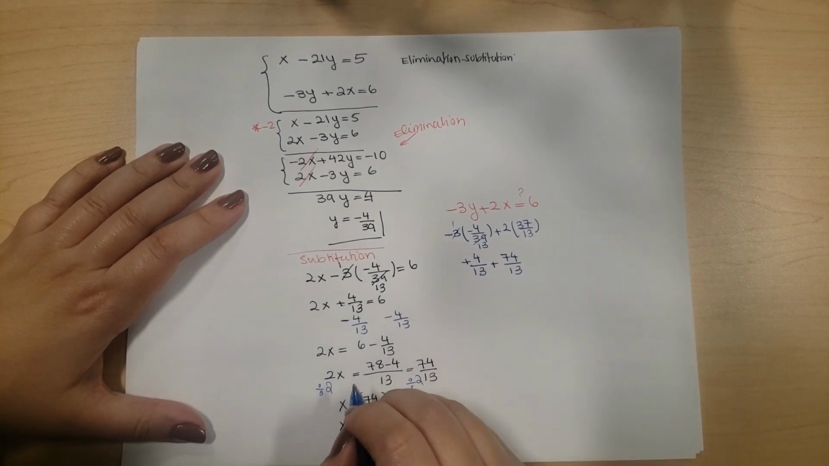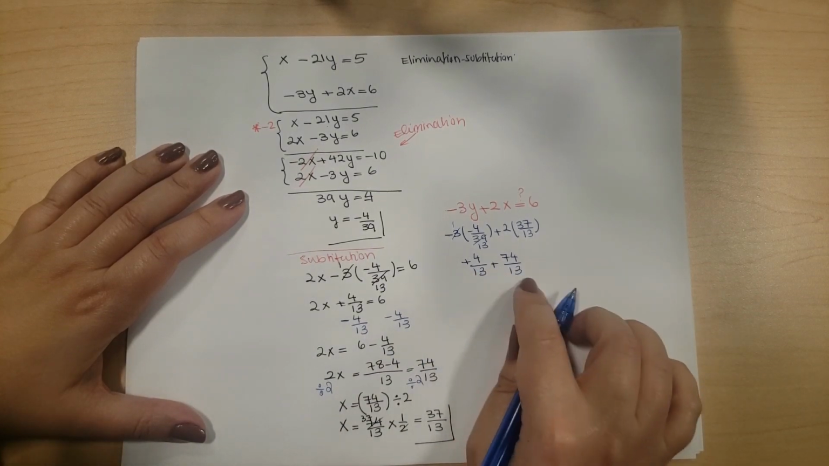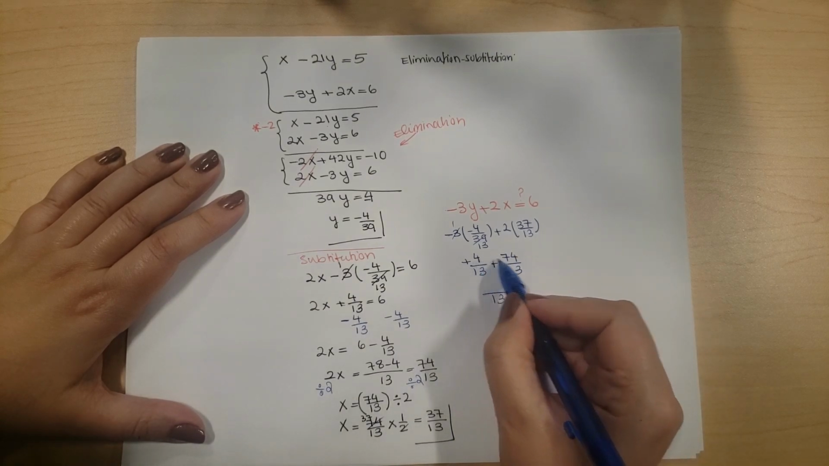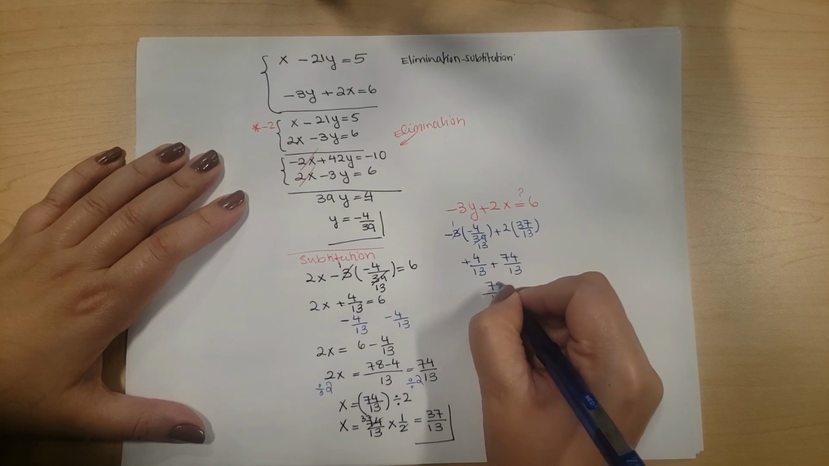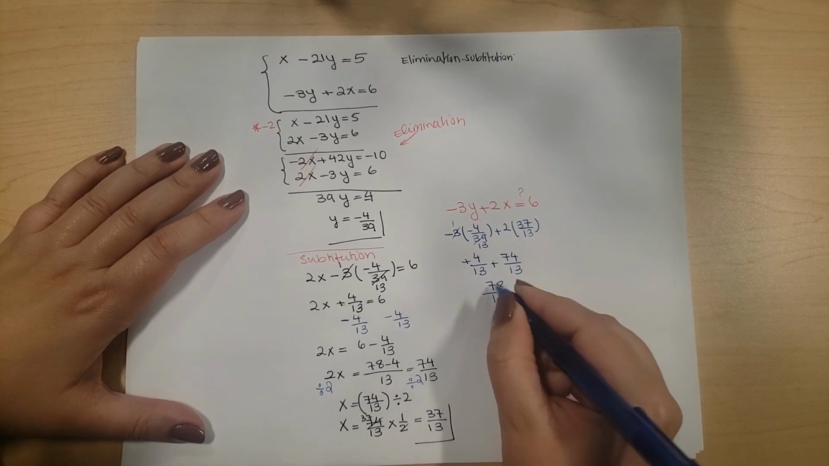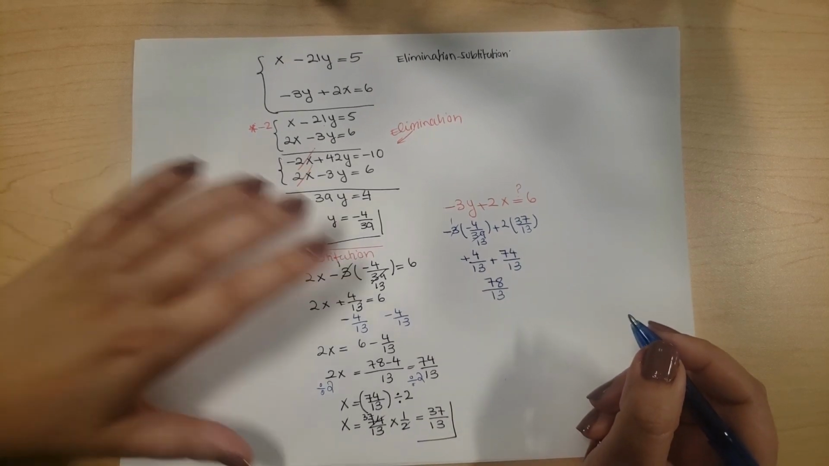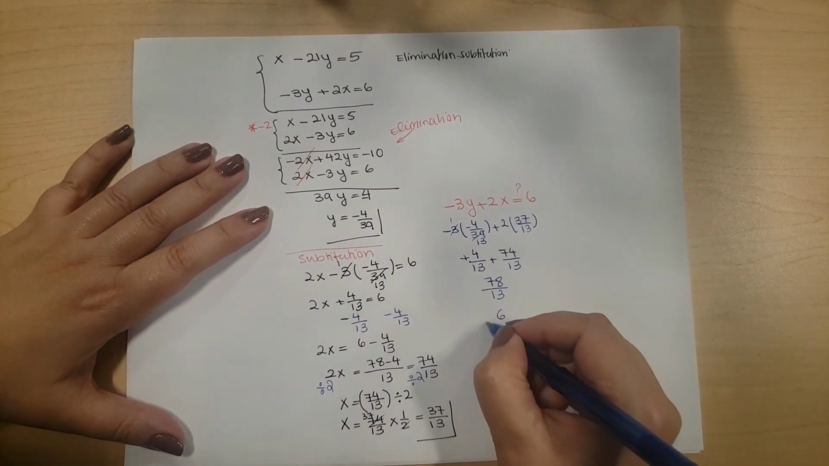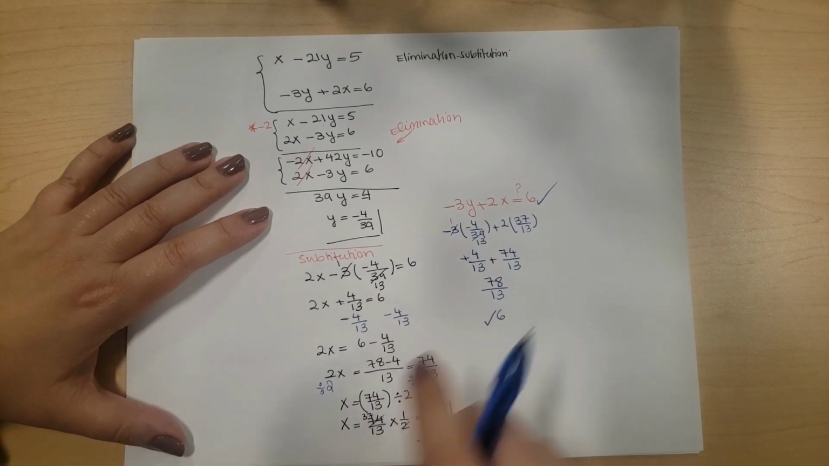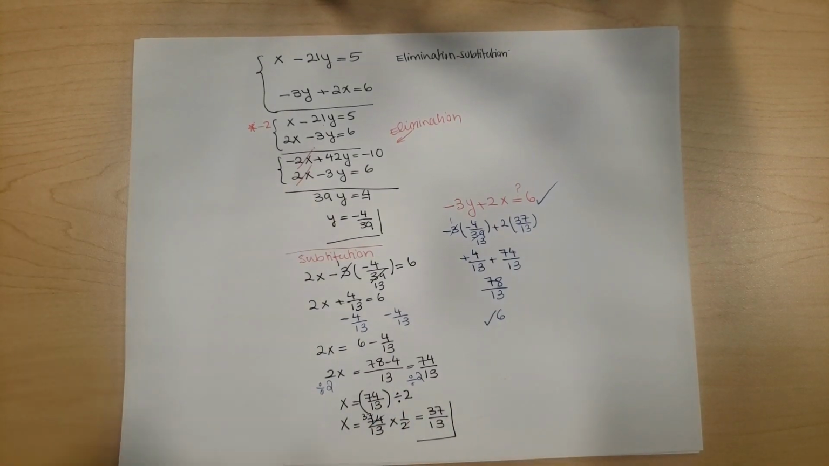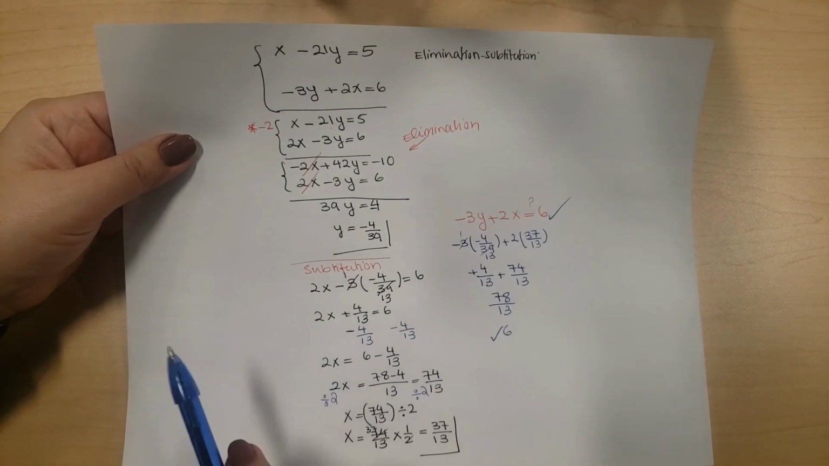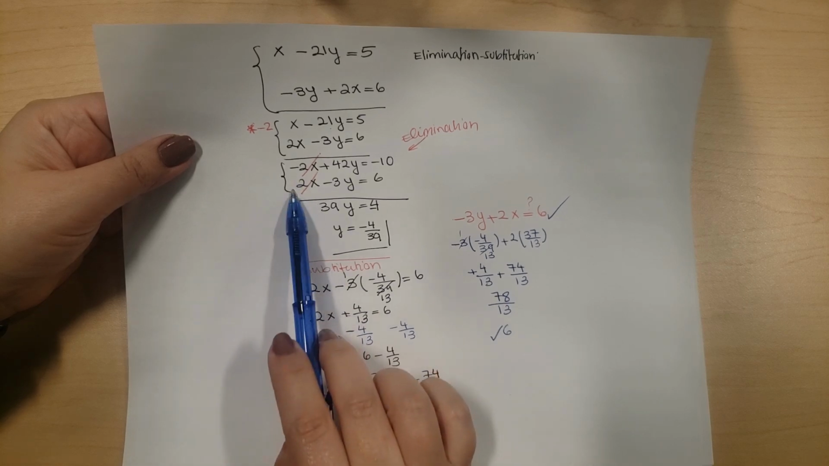So now I can add these two because both of them have got the same denominator, 13. So 4 plus 74, it's 78 over 13. If I divide 78 by 13, the answer would be 6. And as you can see, 6 equals 6. So that means the x and y values are correct. Good job, guys.